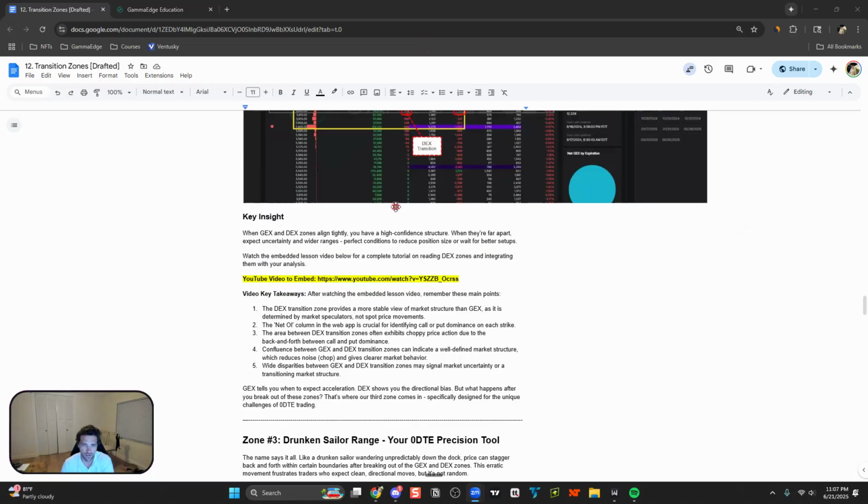And the key insight is this: when GEX and DEX zones align tightly, you'll have a high confidence structure. When they're far apart, expect uncertainty in wider ranges. And so if you're watching this video, know that in the article itself, there is going to be another YouTube video embedded, which is more of a deeper dive into the DEX transition zone.